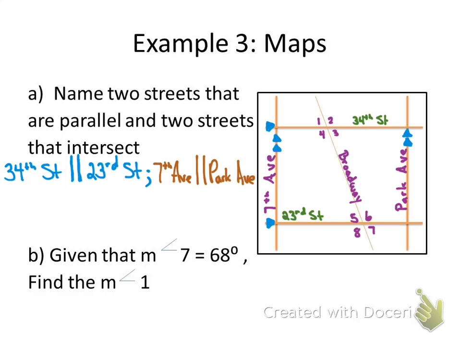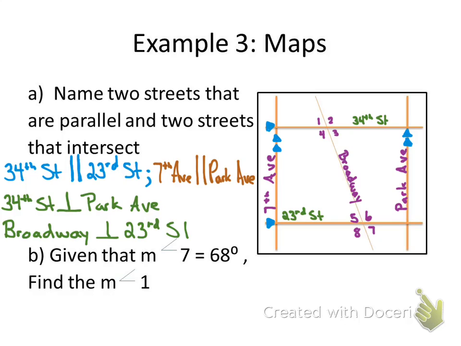Okay. What about Broadway? What does Broadway intersect with? Chris? Broadway and 34th. Okay, Broadway and 34th and Broadway and 23rd too. So just name any 2 of them. And remember that upside down T shows that the streets are perpendicular. Do you see that? So we named a couple parallel and intersecting streets.